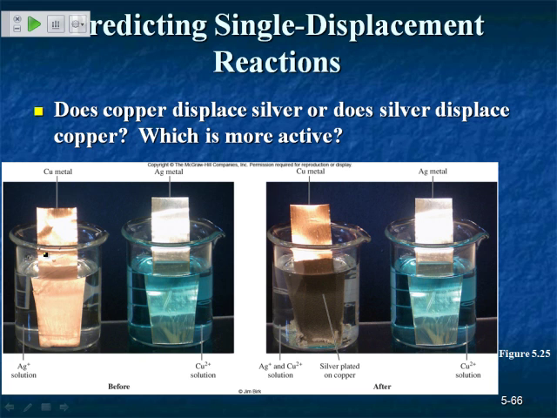So from this observation we can conclude that silver cannot displace copper from solution, correct? If silver could displace copper, then copper should get deposited on the silver piece. But we don't see that. Whereas we see copper is displacing silver. That is why we are seeing silver getting deposited onto the copper piece.